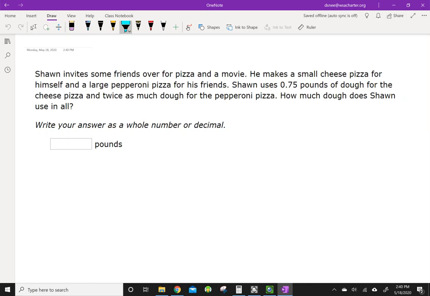Sean invites some friends over for pizza and a movie. Okay, pizza and a movie at home. That sounds like fun. Wish we could do that right now. It doesn't really seem like a great idea, though. He makes a small cheese pizza for himself and a large pepperoni pizza for his friends. All right, so he makes 2 pizzas. He makes a small one for himself and a large one for his friends. And maybe I don't need this information, but we'll figure it out.